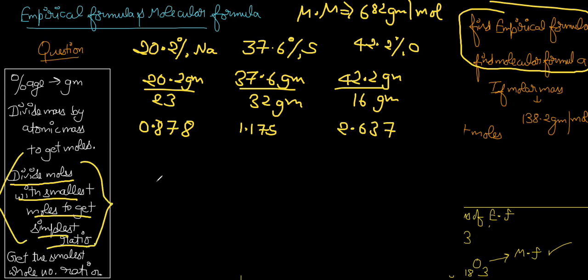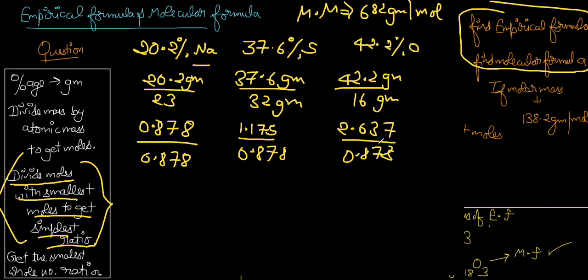I'm doing the same thing. So the smallest moles are of Na, which is 0.878. So divide this with the same thing. Divide this with 0.878. Divide this with 0.878 as well. So this will give you a ratio of 1. And 1.175 divided by 0.878 is coming out to be 1.33. And 2.637 divided by 0.878 should come out to be around 3.003. So this can be written nearly equal to 3 only.